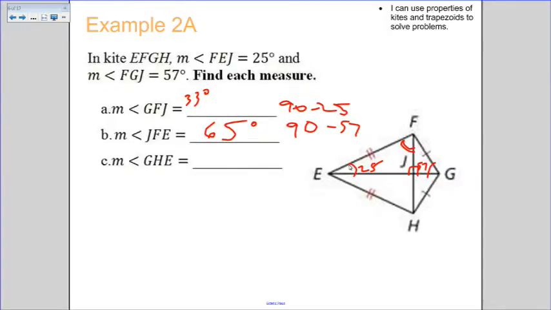So it's asking us, what is GHE? So GHE, what's the measure of this angle right here? Well, this angle here is going to be the same as the measure of this angle here. Not that one, this one right here. And I have a triangle right here. I have one angle at 25, one at 57. So I have 25 plus 57 plus the measure of angle F equals 180.